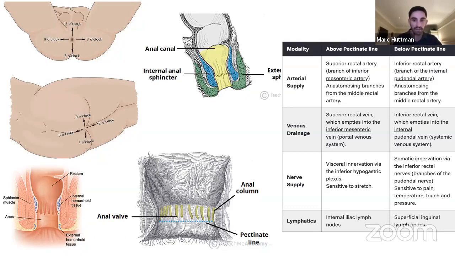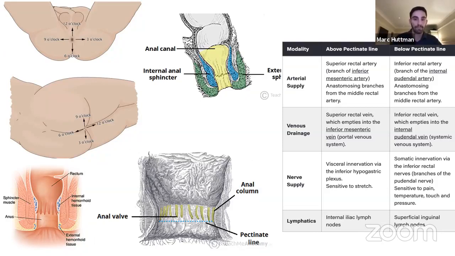Secondly, we can talk briefly about the anal canal. It's surrounded by two types of sphincter, the internal sphincter and the external sphincter, and they both play a crucial role in the maintenance of fecal continence. The internal anal sphincter surrounds the upper two thirds of the anal canal, and it's formed by the involuntary circular smooth muscle in the bowel wall. So it's involuntary, and it's supplied by the hypogastric plexus. The external anal sphincter is a voluntary muscle, so it's skeletal muscle, and it surrounds the lower two thirds of the anal canal. So it overlaps a little bit with the internal anal sphincter.